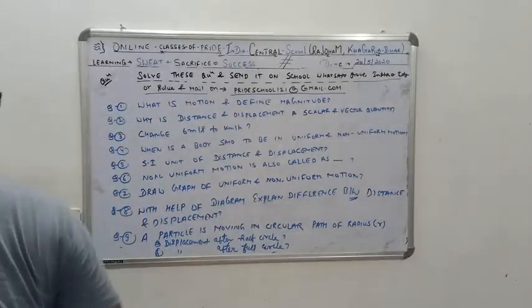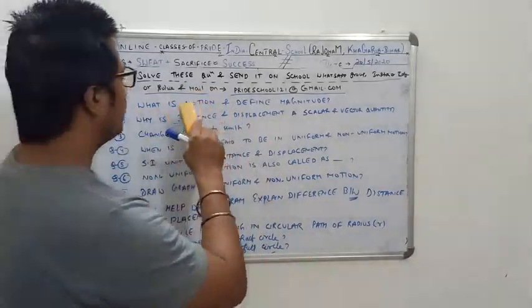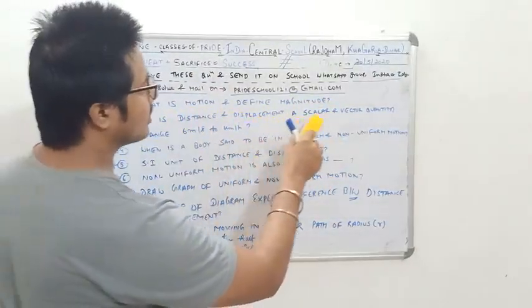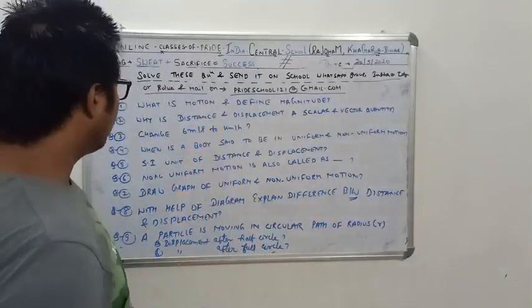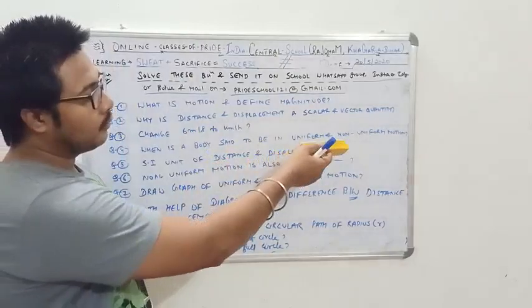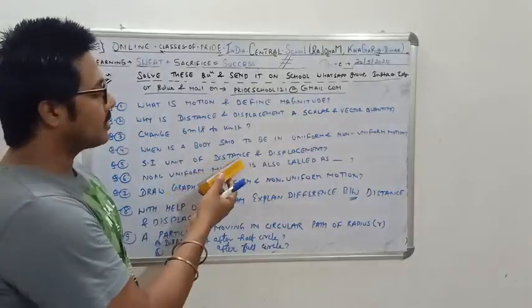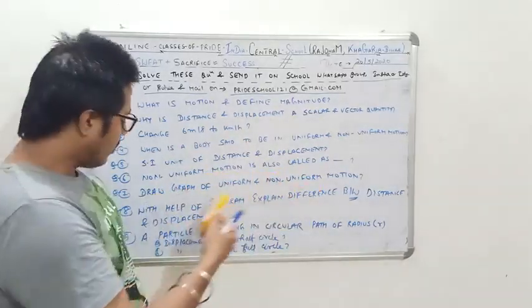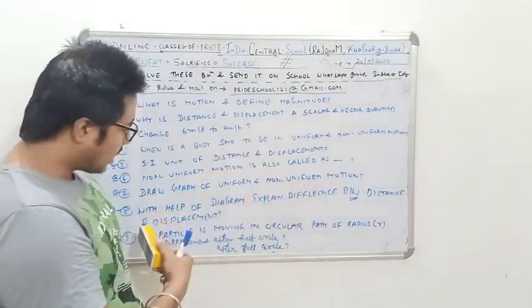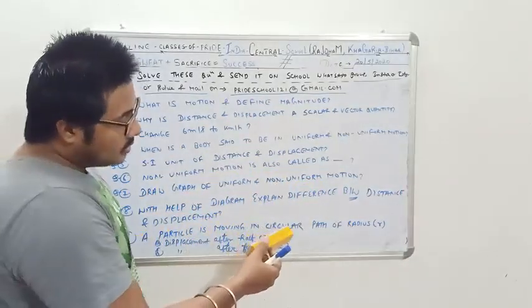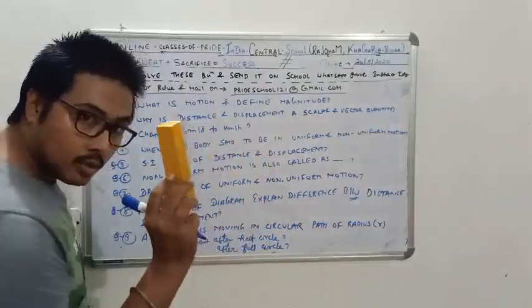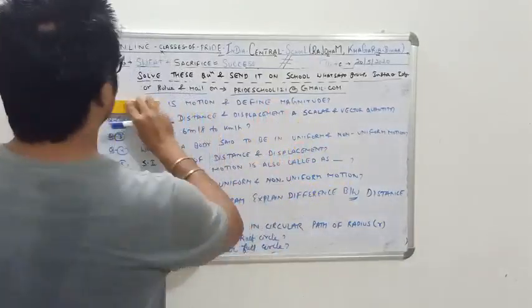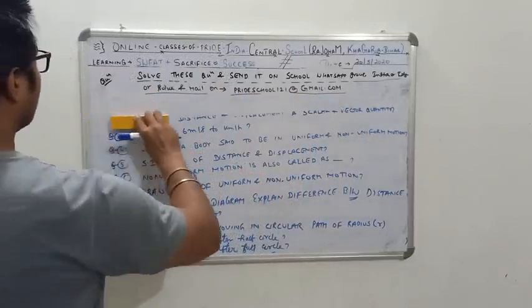So to recap the questions: what is motion and define magnitude; why is distance a scalar and displacement a vector quantity; change 6 meter per second to kilometer per hour; when is a body said to be in uniform and non-uniform motion; SI unit of distance and displacement; non-uniform motion is also called as; draw a graph of uniform and non-uniform motion; with the help of a diagram, explain the difference between distance and displacement; a particle is moving in a circular path of radius r, find the displacement after half the circle and after the full circle. So I have given the first questions and I will write you the last question.